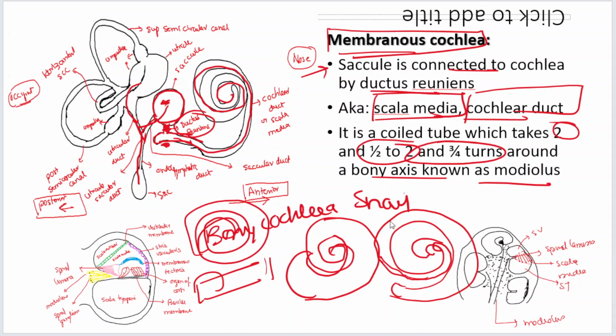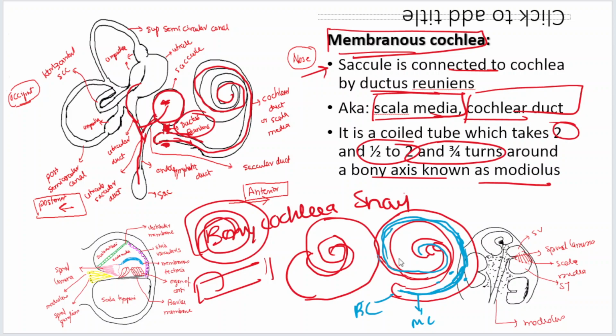If this is the bony cochlea, then the membranous cochlea is a tube that is present in the middle of this bony cochlea. Sorry for the diagram, I'm not so good at drawing it perfectly, but this is what I mean to say. This is the bony cochlea, and the membranous cochlea is present inside the bony cochlea. This is a closed structure. There is perilymph on the outside and endolymph on the inside.